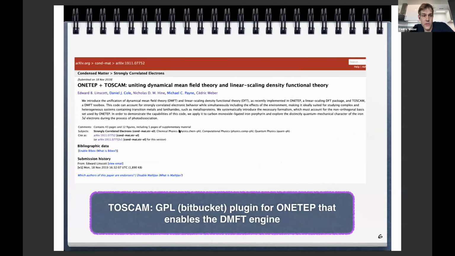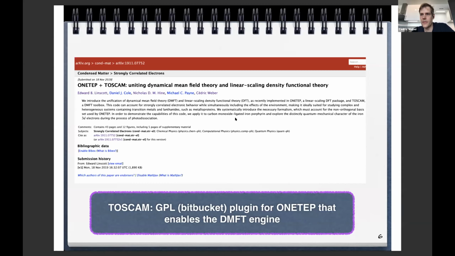So here is a screenshot of the recent preprint we put online before Christmas. The paper discusses essentially the functionality, an example that I will discuss in the next few minutes, which is the dissociation of heme from carbon monoxide. Some of the scaling is discussed, as well as some of the issues with the code. But essentially, it is an open source GPL plugin that you can use with Onetype to extend Onetype to DMFT.